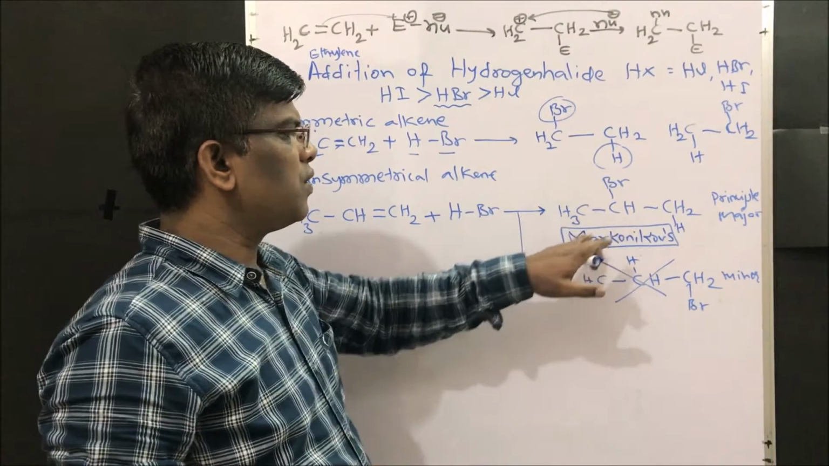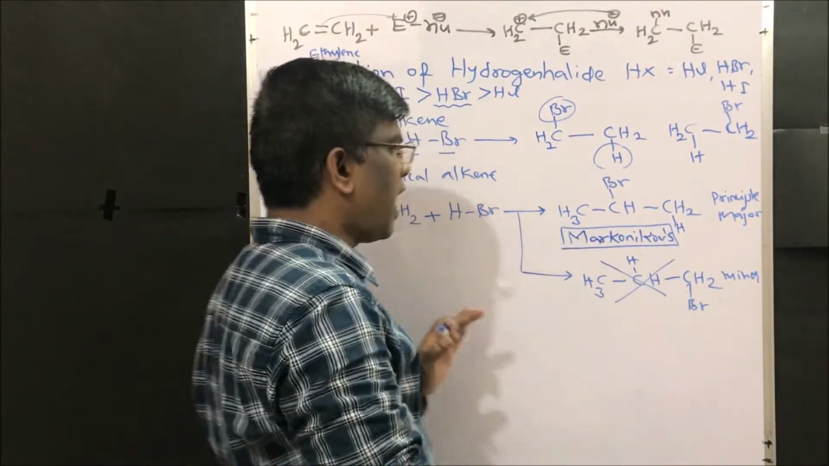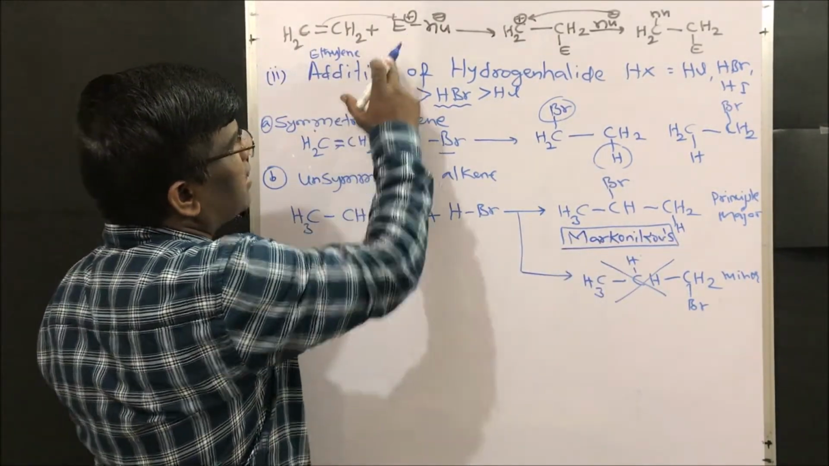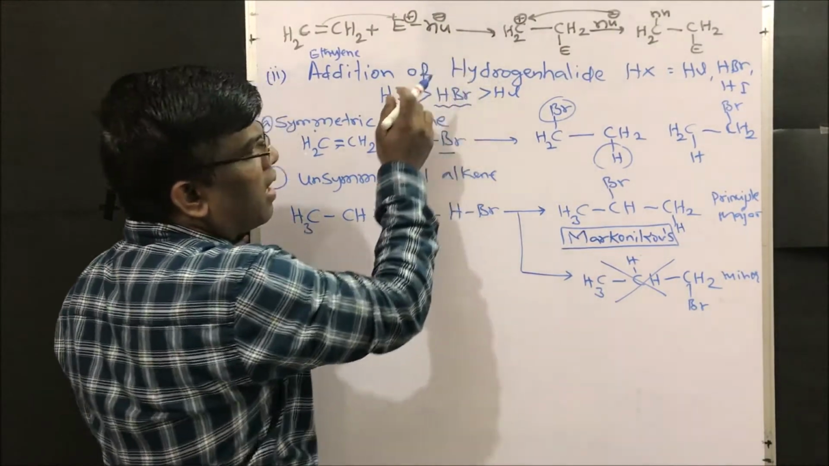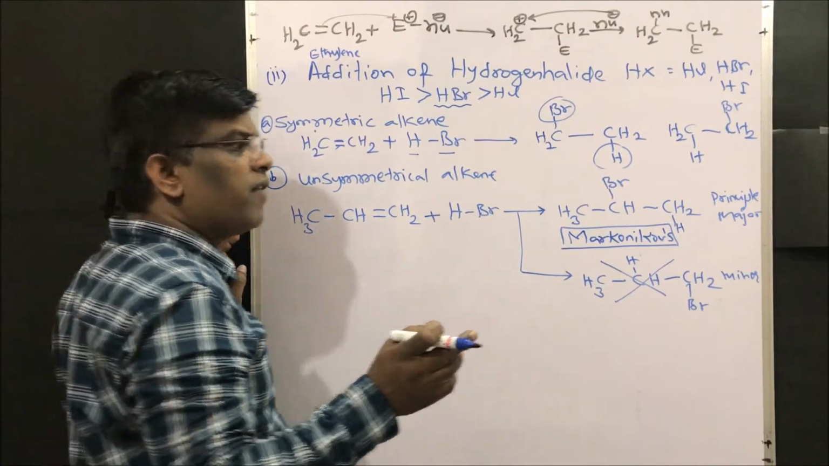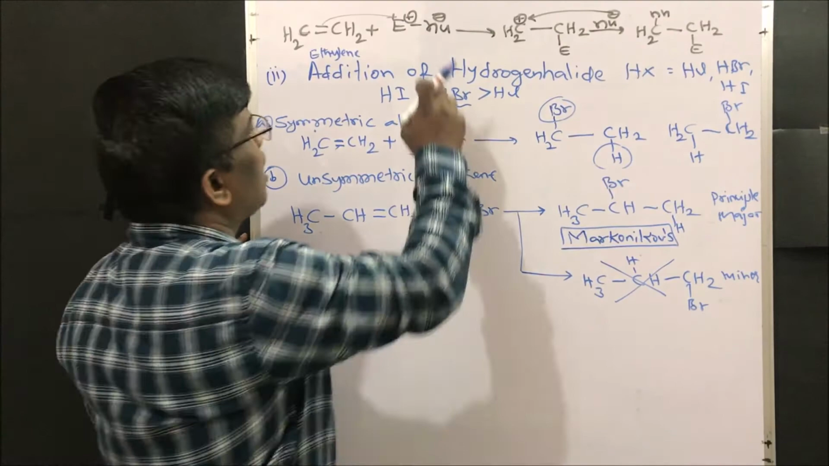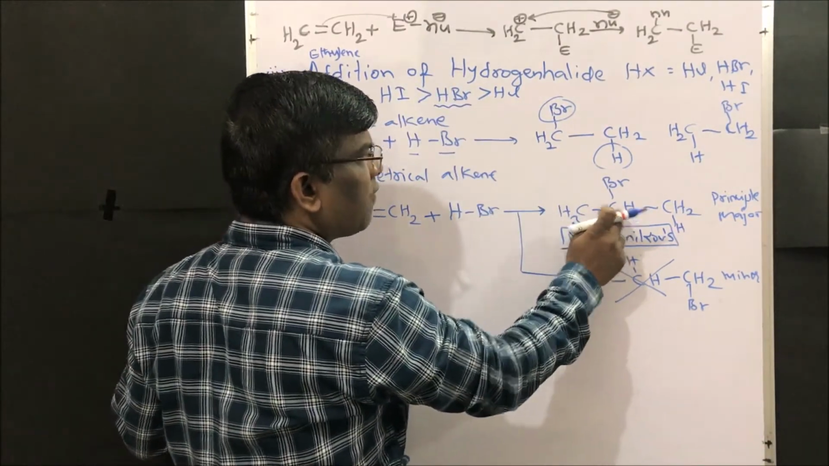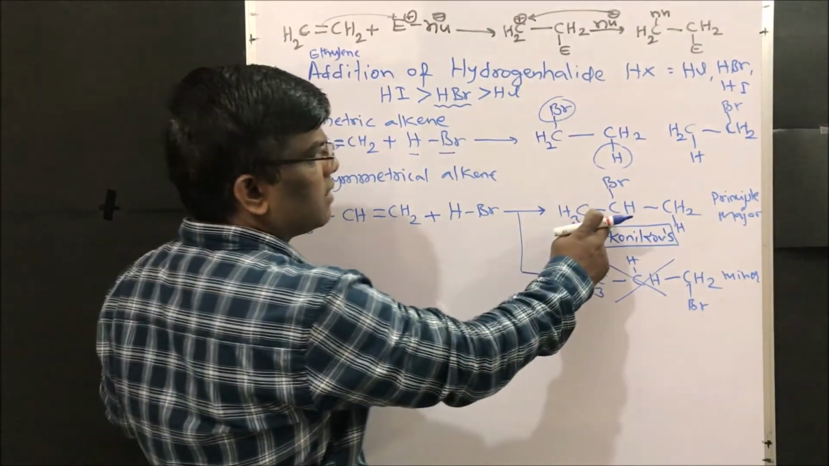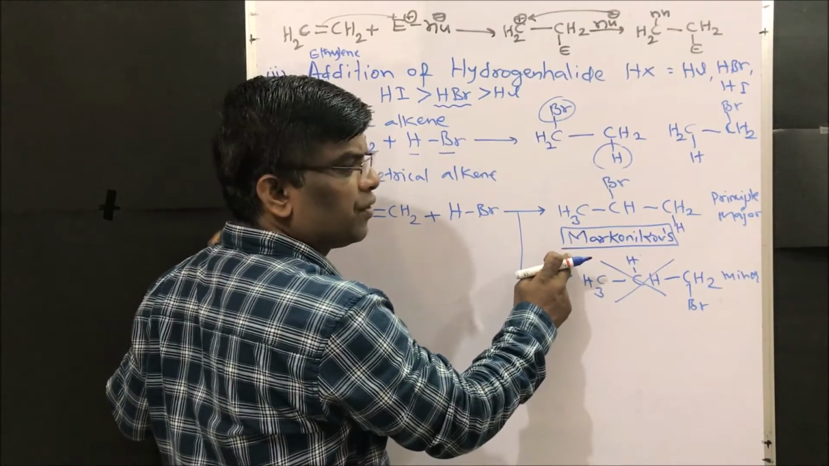This compound is also known as Markovnikov's addition product. As per Markovnikov's rule, during the electrophilic addition reaction, the nucleophile or the negative addendum adds to the highly substituted carbon, the carbon which has fewer hydrogens. Dear friends, this selective formation of 2-bromopropane can be explained by Markovnikov's rule.